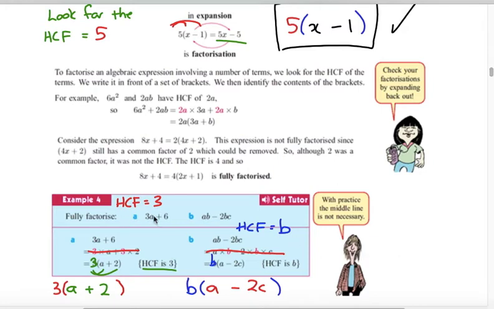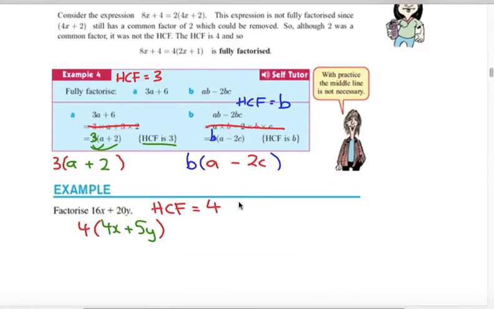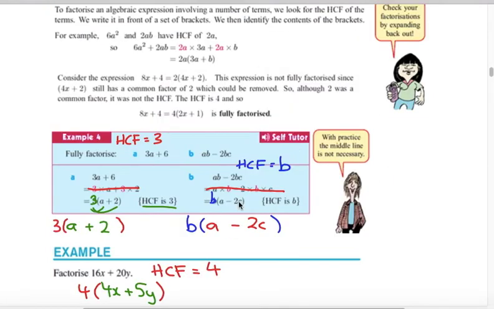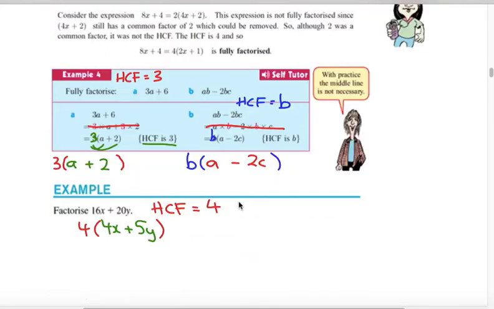Occasionally you might get a trick question where there is no common factor other than 1. If there is no common factor other than 1, the answer is just the expression itself, because you can't factorize it, to be honest. So you might be asked something like factorize 16x plus 20y. You've got to think, is there a letter that's in common to both of them? No, there's not. So it's just a number. 2 is common to both of these because they're both even, but is it the highest common factor? That's what you would have to think of. And the answer is no.